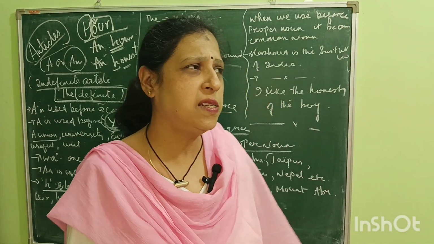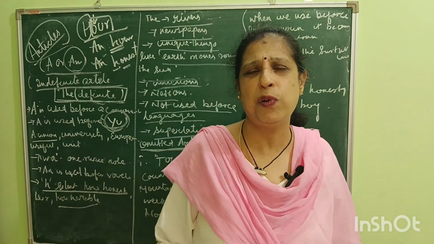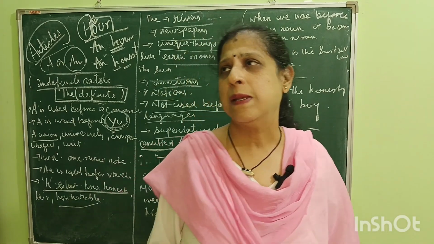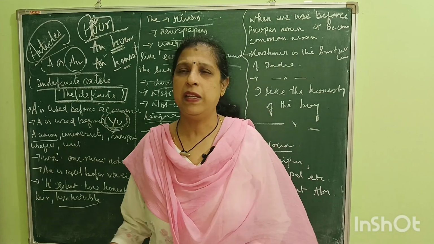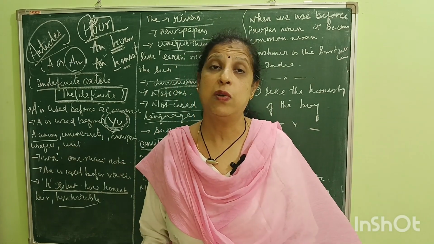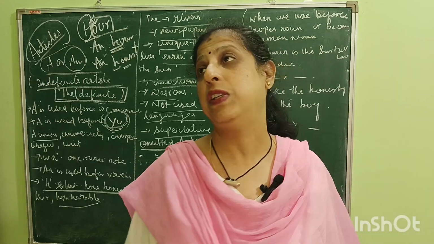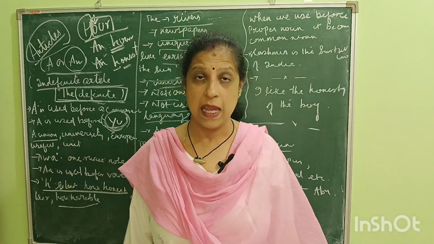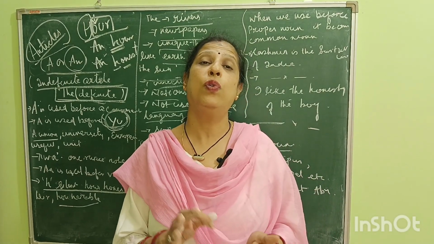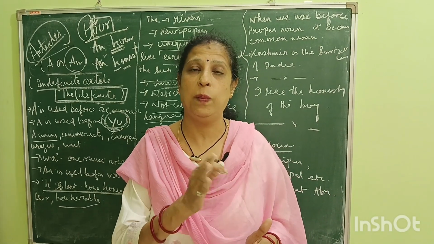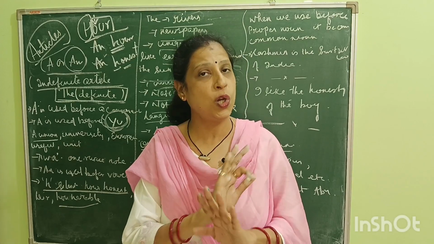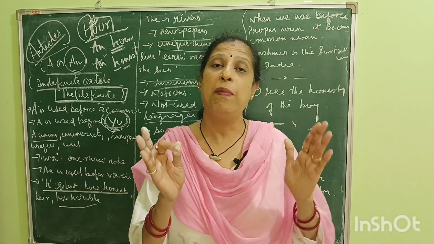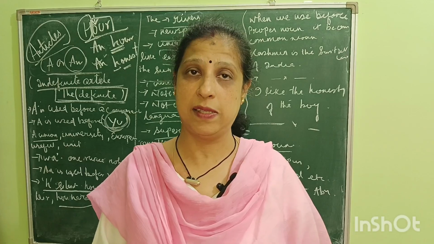That is especially before some proper nouns. Suppose I say I live in Delhi, before the names of towns or cities. I live in Delhi, I live in Chennai, I live in Calcutta, I live in Madras. Anything you can say, but there the article is omitted or removed. We do not use an article in that case before the names of towns or cities.